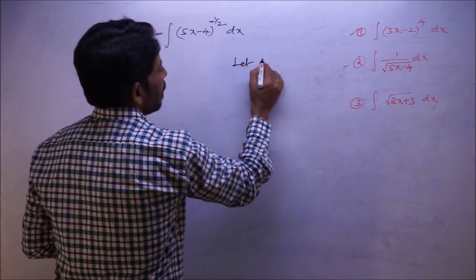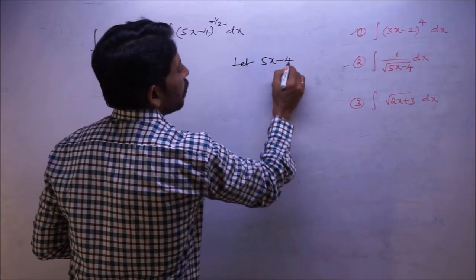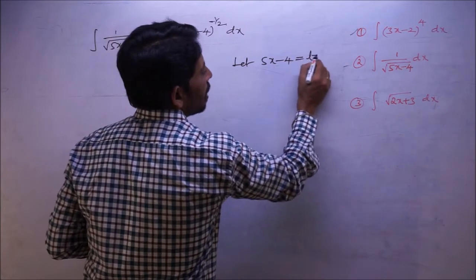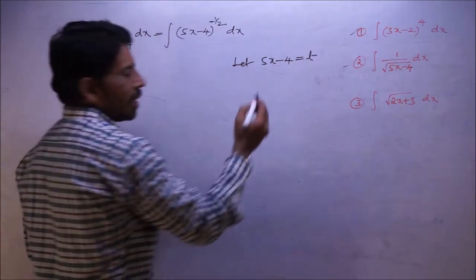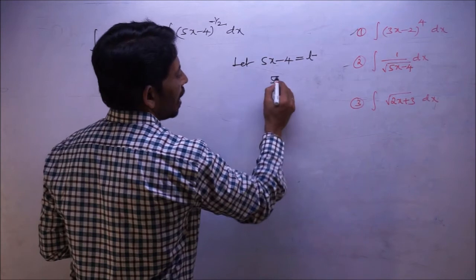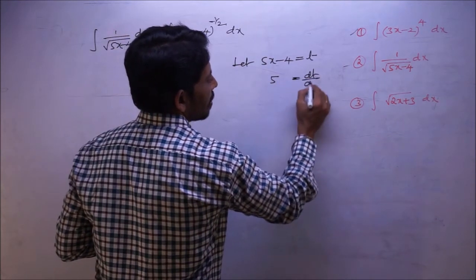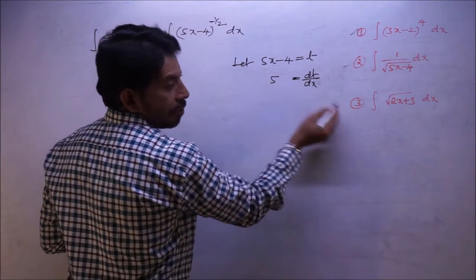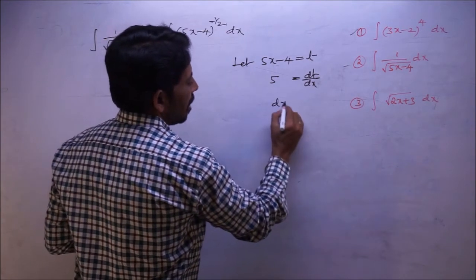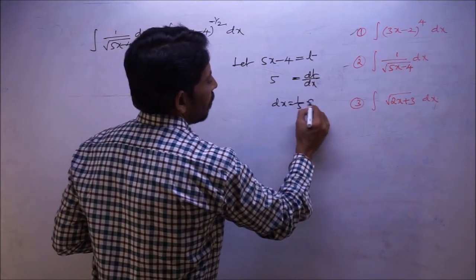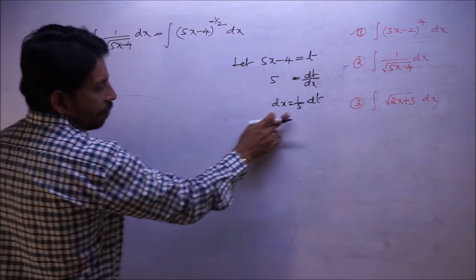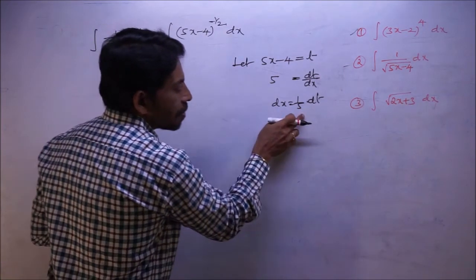Let 5x minus 4 equal t, and differentiating both sides with respect to x, we get 5 into 5 equals dt by dx. So transposing, 5 to this side, dx to this side, dx equals 1 by 5 into dt. So here, if you observe, we get the coefficient of x here.